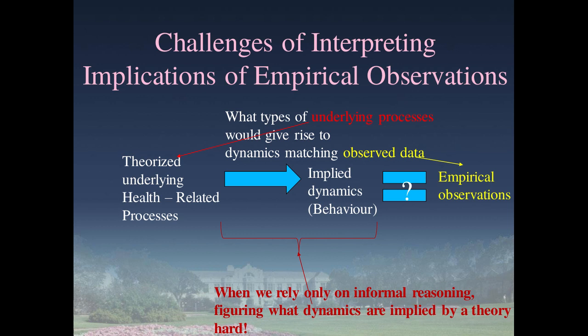What's the logical implication of our theory for what I should see over time? It may be that in my theory, I presuppose a certain set of relationships. But what does that imply in terms of the higher level patterns that I should see? I need to know that so I can ask, are the empirical observations I observe consistent with those patterns? Is what I'm observing from the world aligned with the logical implication of my theory? And when we rely only on informal reasoning here, figuring out what dynamics are implied by theory is hard.